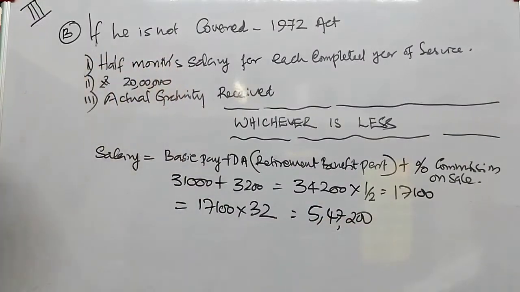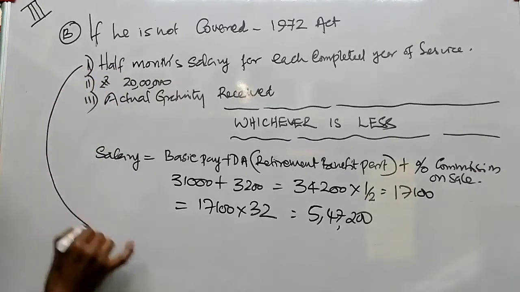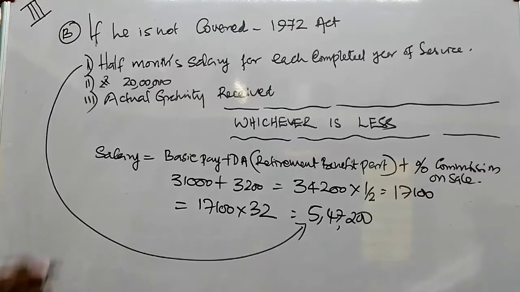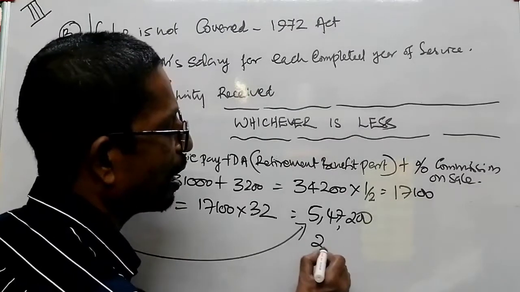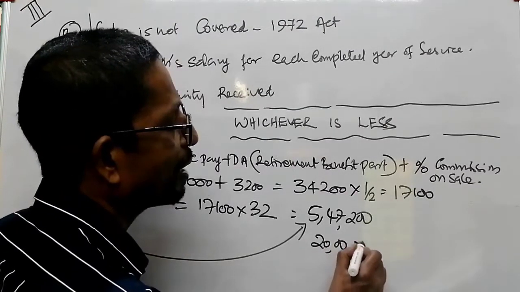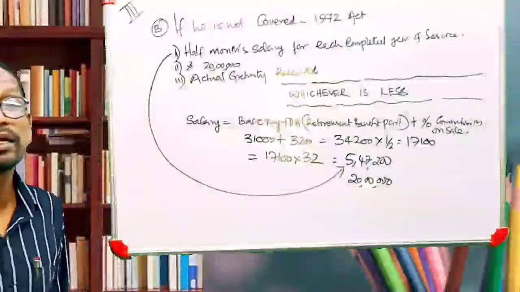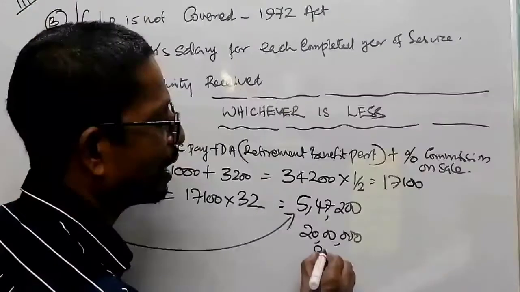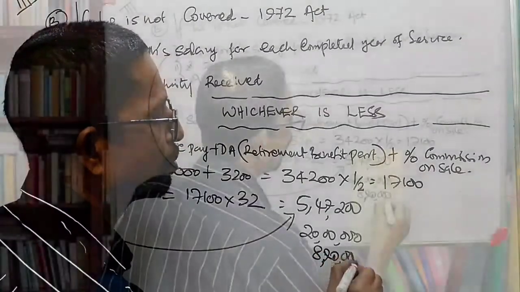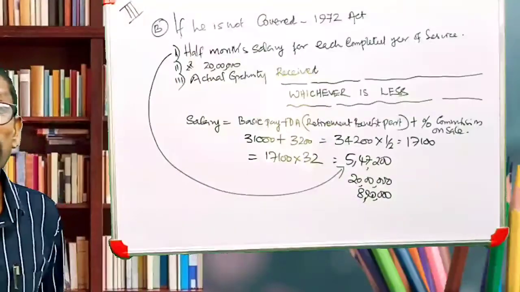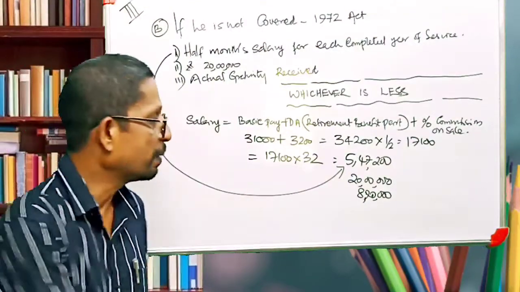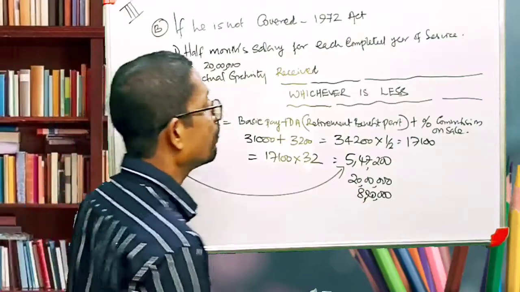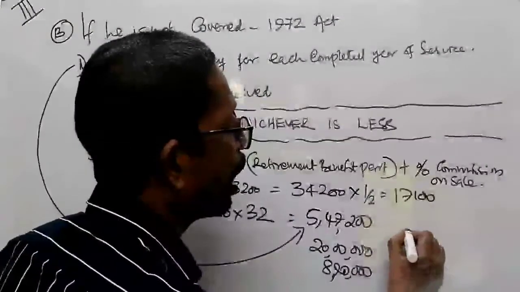5,47,200. So as per the first case, we got rupees how much now? 5,47,200, and then rupees 20 lakh, and the actual gratuity received, that is how much here? 8,90,000. Out of this, the least figure will be exempted from the figure. Therefore the exempted amount will be how much now?